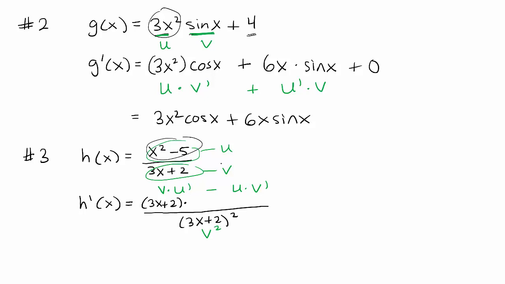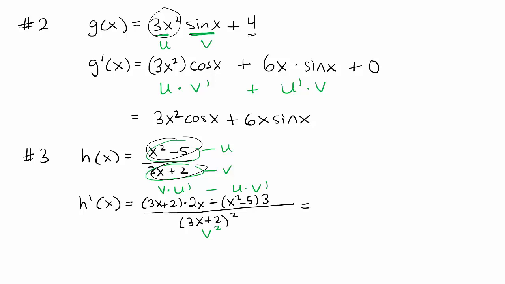So if I look up here, the derivative of the numerator is going to be 2x minus 0. Then you have your negative. Then you're going to keep the u part here. Make sure you put parentheses around it. And then the derivative of v. So the derivative of this here is just 3.